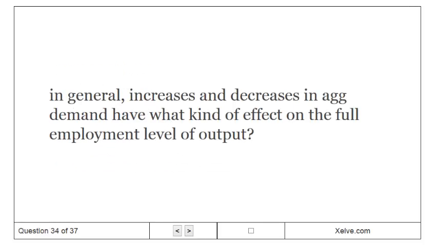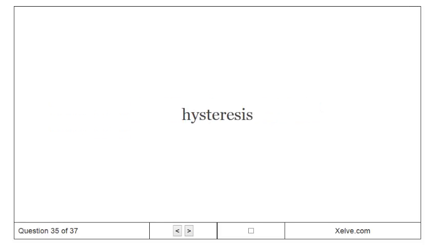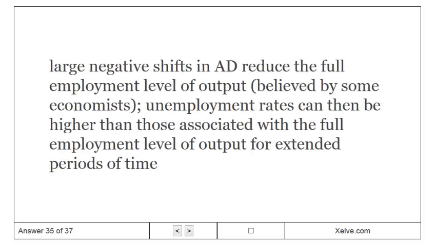In general, increases and decreases in AD have what kind of effect on the full employment level of output? None, meaning LRAS does not shift in response to AD. Hysteresis: large negative shifts in AD reduce the full employment level of output. Unemployment rates can then be higher than those associated with the full employment level of output for extended periods of time.